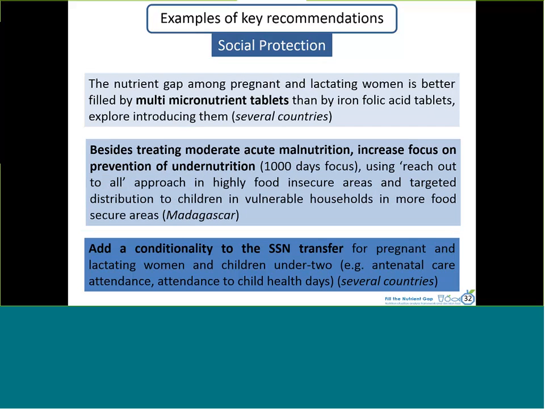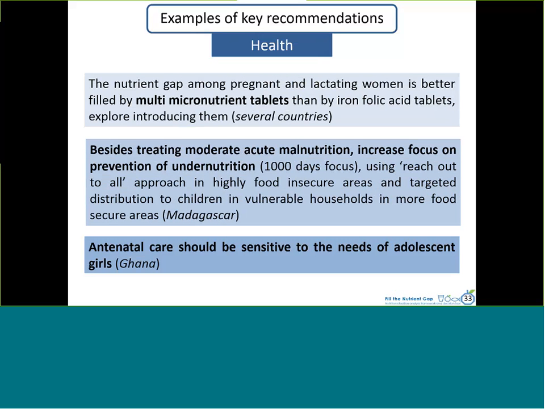The next slide shows some examples from health. For one, a discussion on whether multi-micronutrient tablets could replace iron folic acid tablets in order to close the nutrient gap for more nutrients. Another one is that besides treatment of moderate acute malnutrition, there should be more focus on prevention of undernutrition, which would also have an effect on reducing the incidence of moderate acute malnutrition and, of course, severe acute malnutrition.